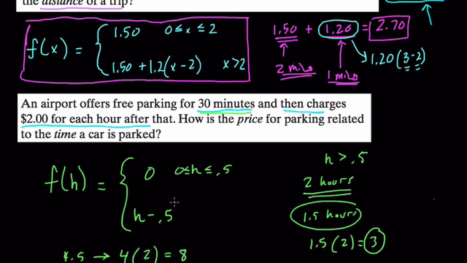So I'm going to fix that one part. It's $2 times the amount of hours past a half an hour, and that's when h is greater than 0.5. All right, hope this helped.